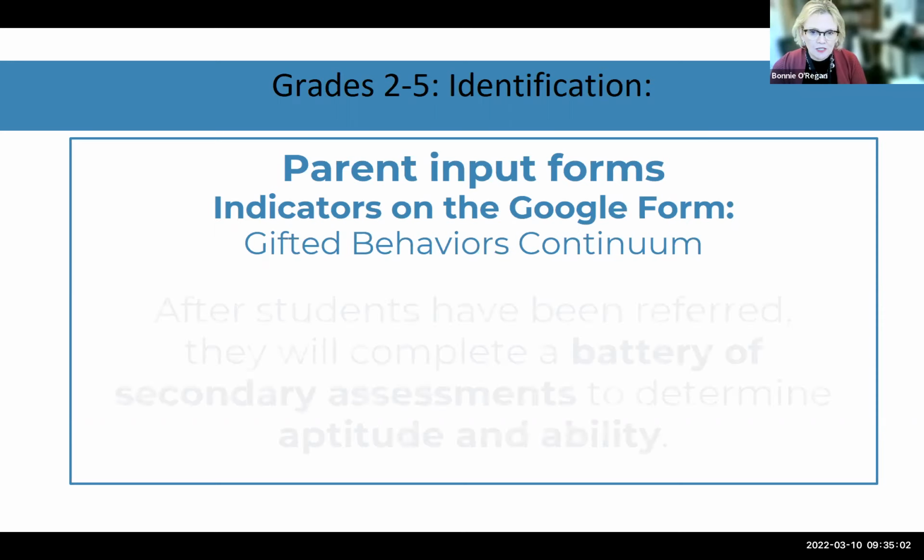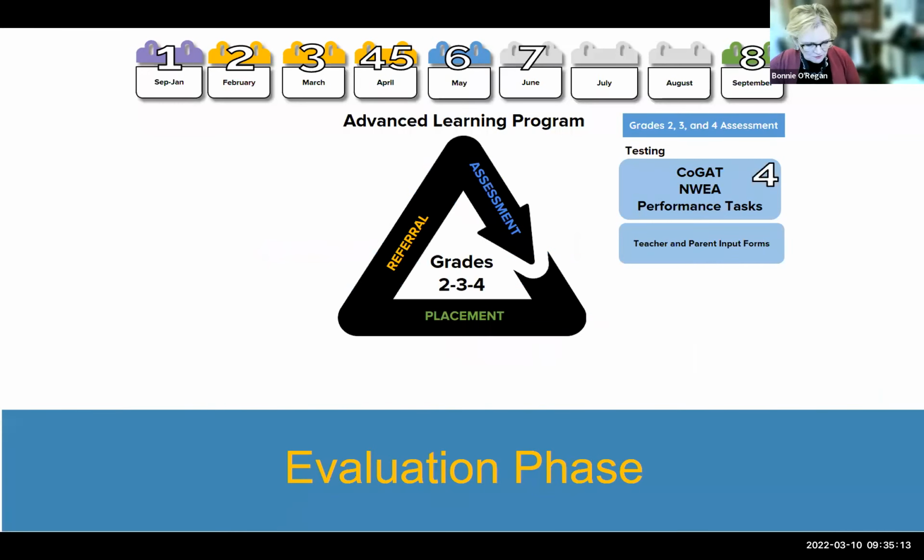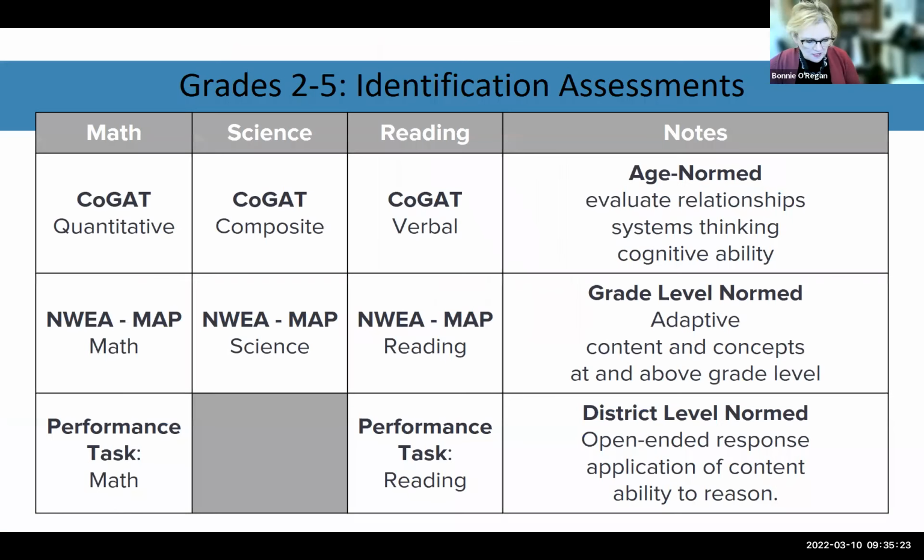All students referred in all 3 tiers will complete a battery of secondary assessments to determine aptitude and ability in the evaluation phase. The evaluation phase is when the students take the assessments, which provide a multitude of information that's not already within that body of evidence gathered. Depending upon the academic referral area, students may take between 3 and 8 assessments.